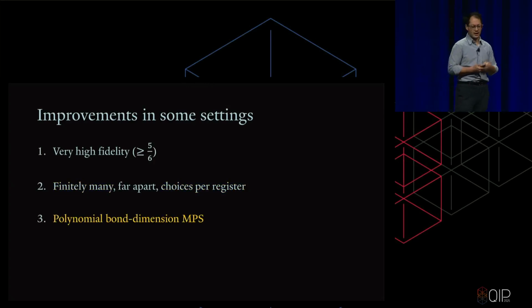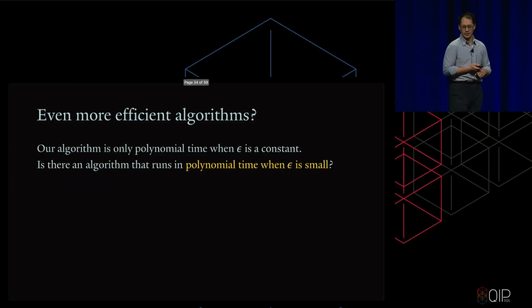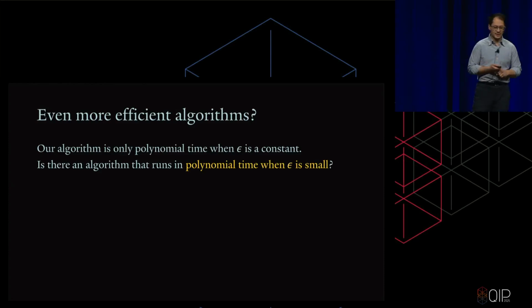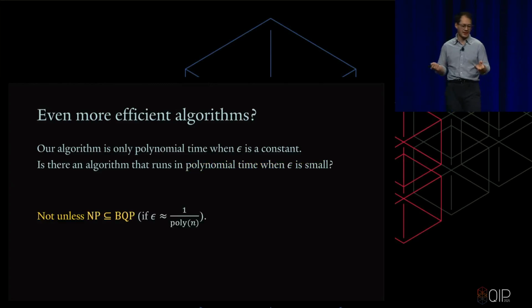And if you allow me to do improper learning and output a polynomial bond dimension MPS, there's a way to encode the entire net as a single MPS. These two results are also in our paper. Read the paper if you want to know more. The final thing I'll leave off with, I think I have one more minute, is you might wonder if you can do better. In particular, the scaling in epsilon is kind of nasty. But it turns out that we show that unless NP is contained in BQP, you can't have strong polynomial scaling in epsilon.